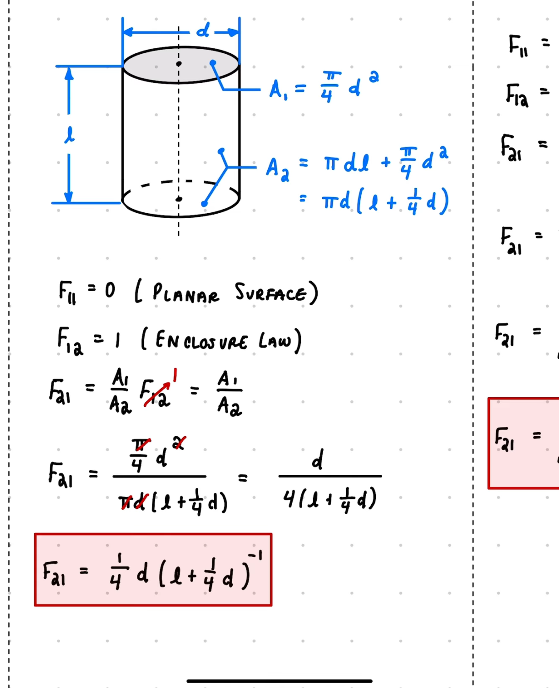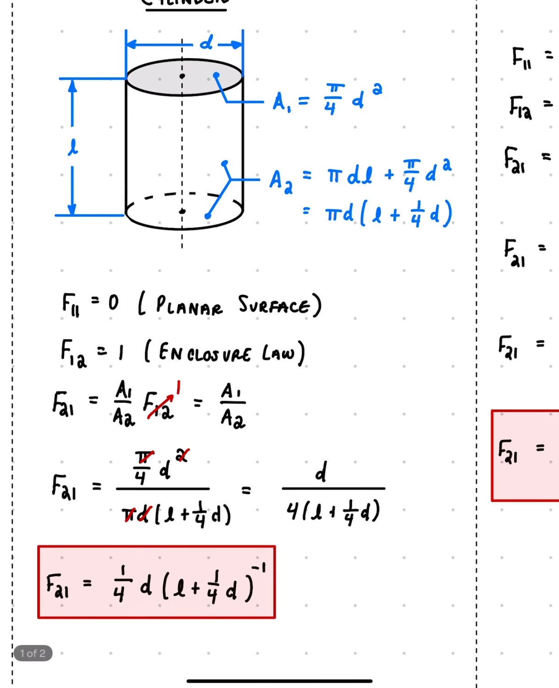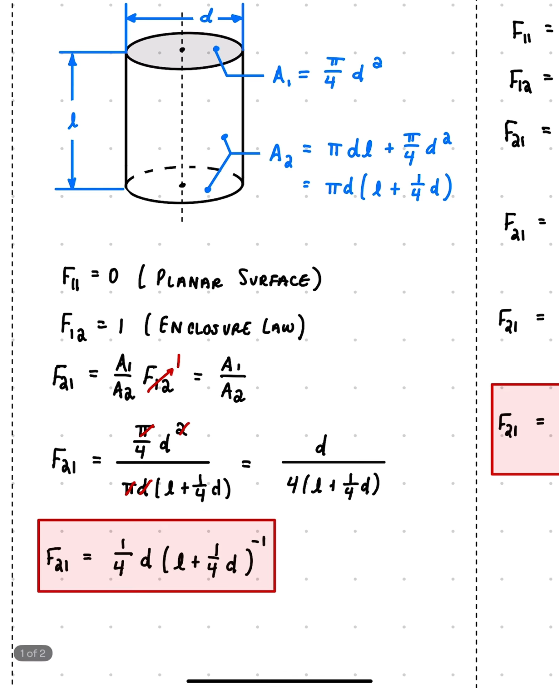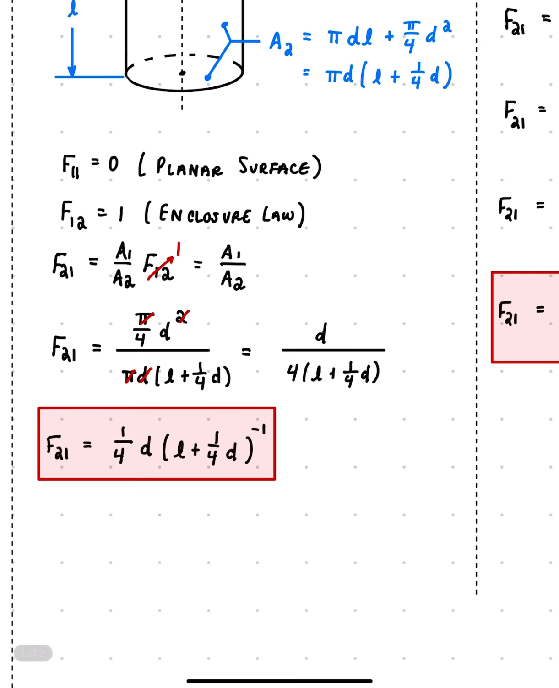And this has the same exact relationship for the view factor, since the view factor from surface 1 to itself is going to be 0 since it's a plane, and the view factor from 1 to 2 is therefore 1 through the enclosure law. And then the view factor from 2 to 1 follows the reciprocity rule, where we find that it is just equal to the ratio of the surface areas. So similarly here, we find that the view factor from 2 to 1 is going to be equal to 1/4 d times L plus 1/4 d to the minus 1.